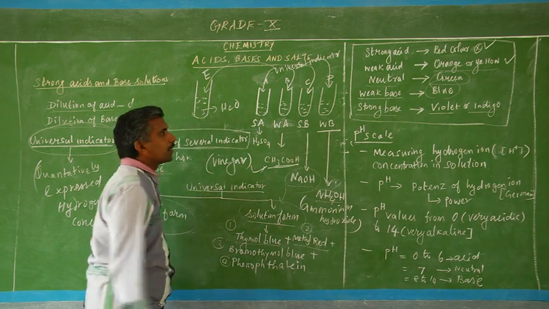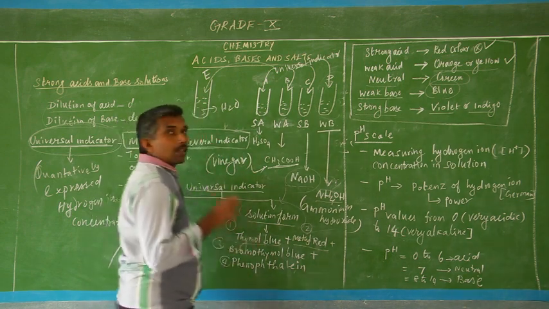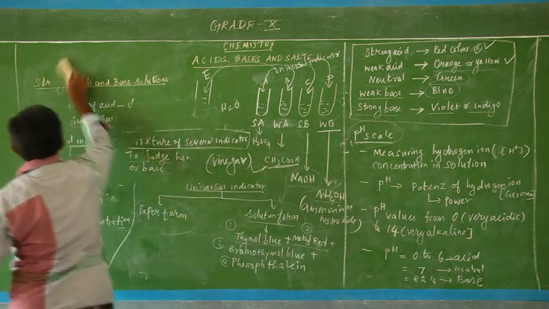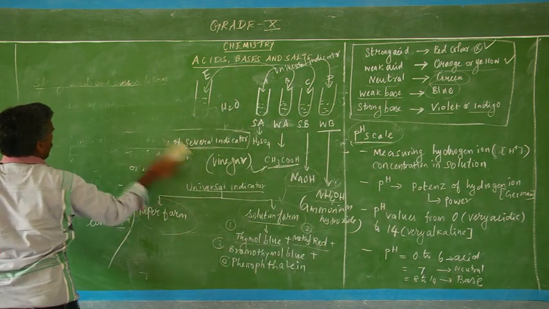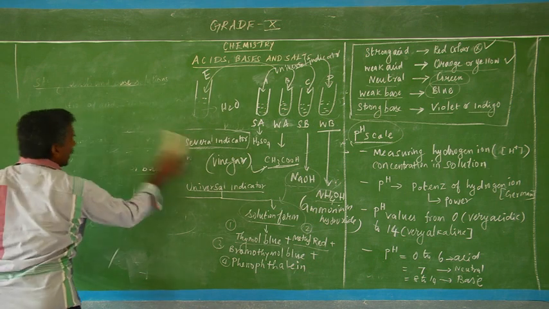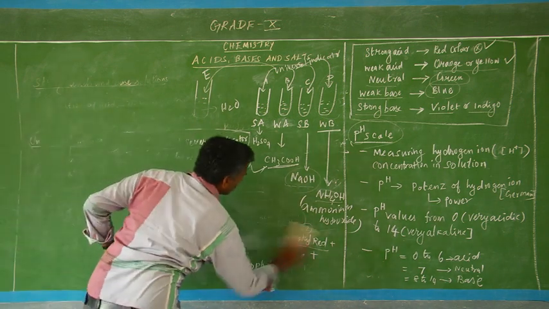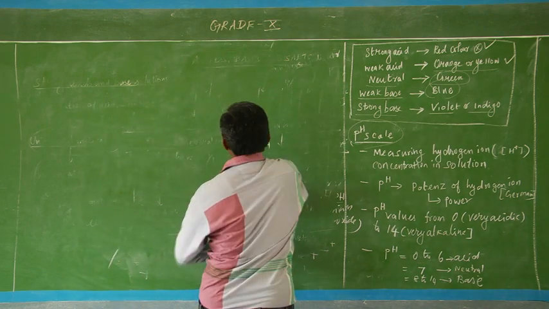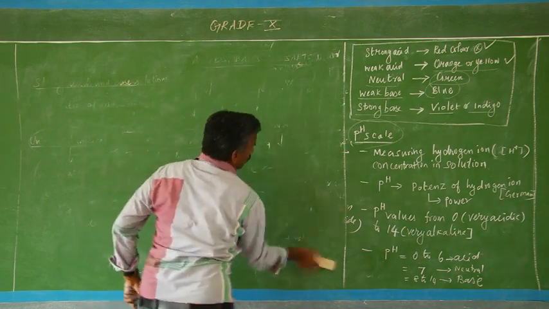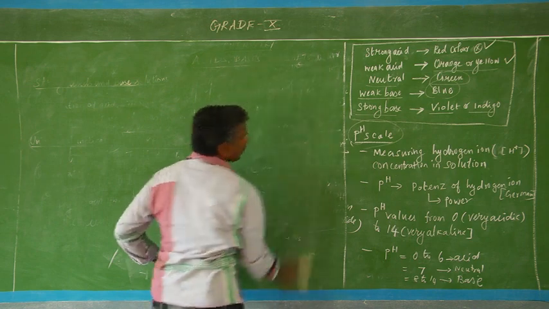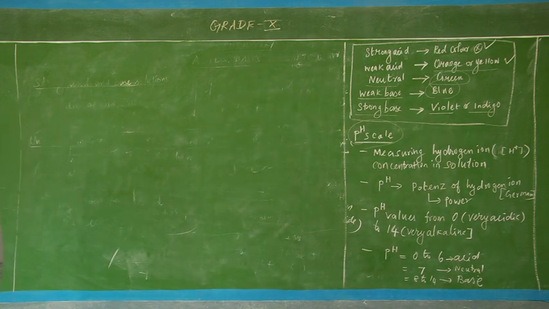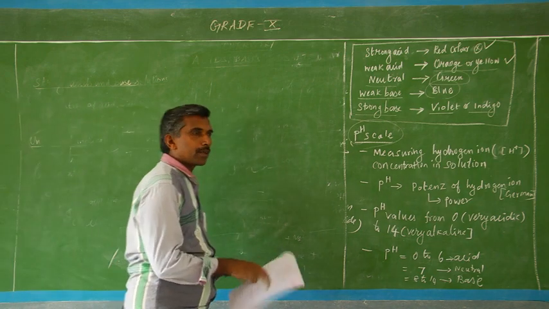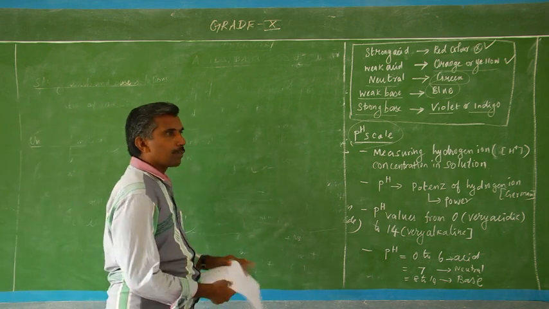Next topic is pH. On the pH scale, whether a solution is acid or base is quantitatively expressed in terms of hydrogen ion concentration. Quantitatively expressing hydrogen ion concentration is known as pH of solutions. It is a very important topic, in 11th standard also.